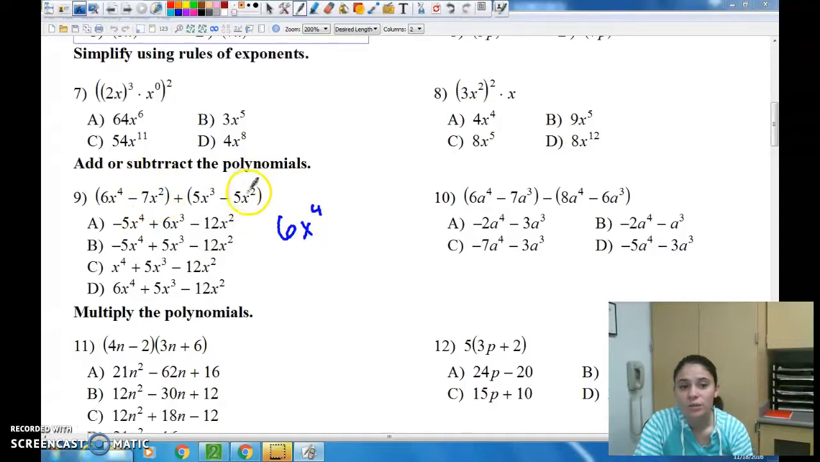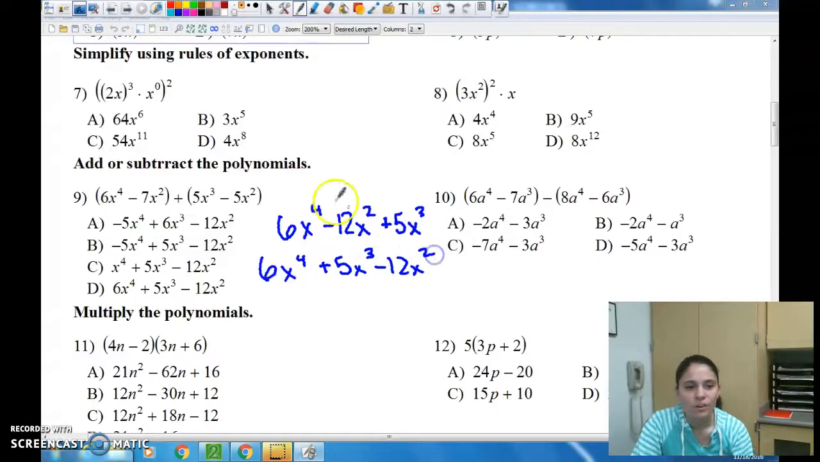And this is also an x squared, so these I can add together. So I'm going to do negative 7x squared plus negative 5x squared. And negative 7 plus a negative 5 is a negative 12x squared. And then I still have this 5x cubed, so I'm going to have my plus 5x cubed. So now I've combined everything I can combine, and I just need to rewrite this in standard form. And standard form goes from the highest exponent down to the lowest exponent. So I'm going to start with 6x to the 4th, then have my plus 5x cubed, and then my minus 12x squared, which if I look over here is option D.